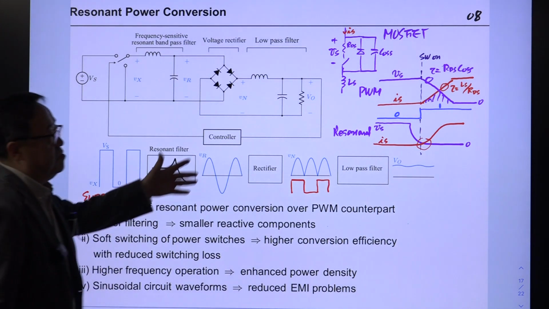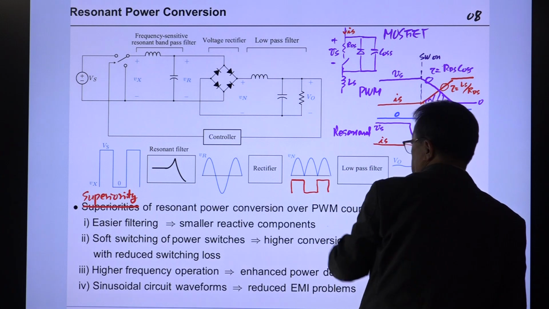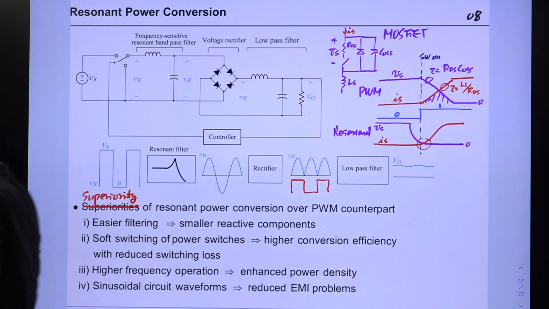You have the same explanation for the turning off, but it will come at that point later. I think this is enough for now. With this, the switching loss is almost eliminated. With that, we can increase the switching frequency. That reduces the size of the passive components, which reduces the size of your converter and increases the power density of your converter. That is the biggest advantage of resonant conversion.